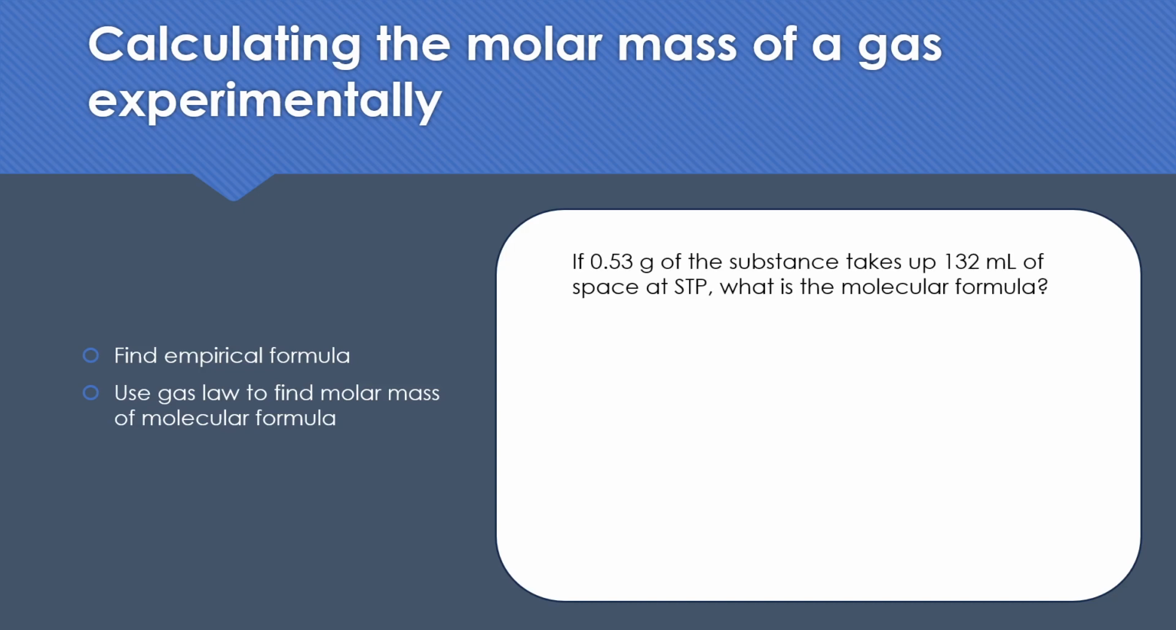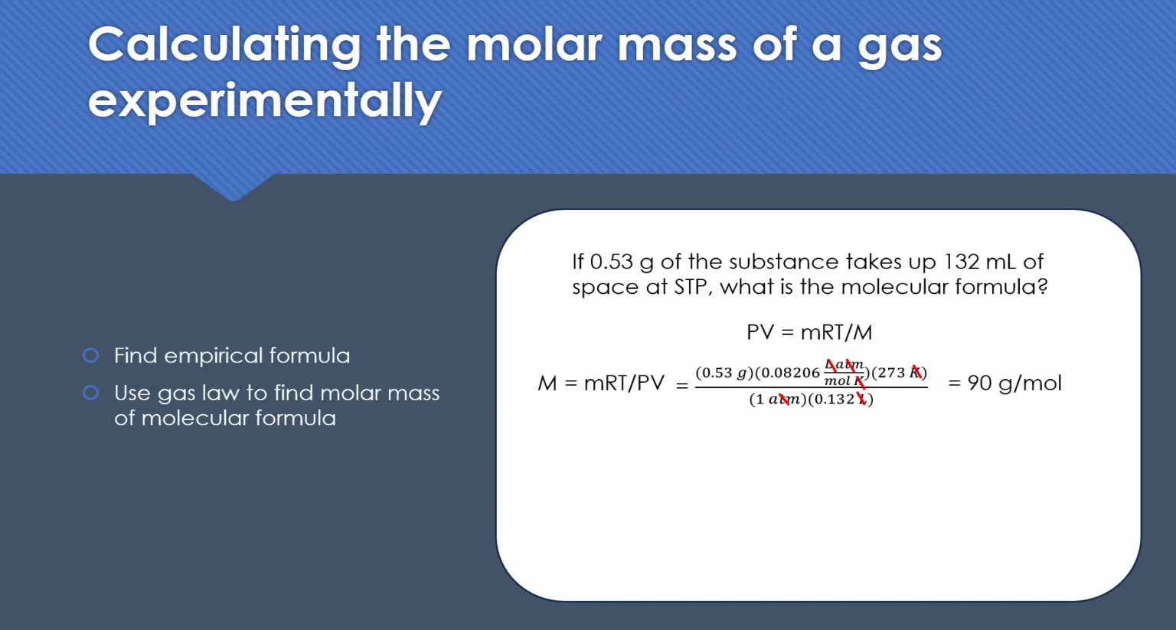Okay. And so then you use the gas law to find the molar mass of the molecular formula. So if 0.53 grams of the substance takes up 132 milliliters of space at STP, what is the molecular formula? Remember we did that substitution. PV equals mRT over M, so M is mRT over PV, right? So 0.53 grams times R times 273 Kelvin divided by 1 atmosphere and 0.132 liters, you get grams per mole, and you find that it's 90 grams per mole. So that gives you the molar mass.